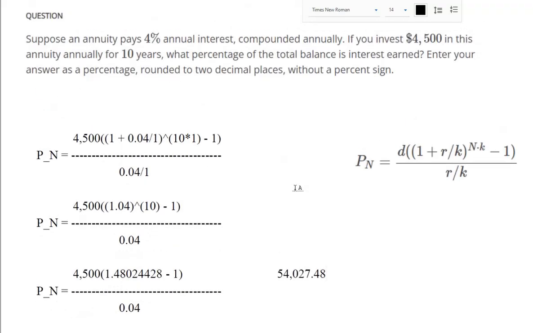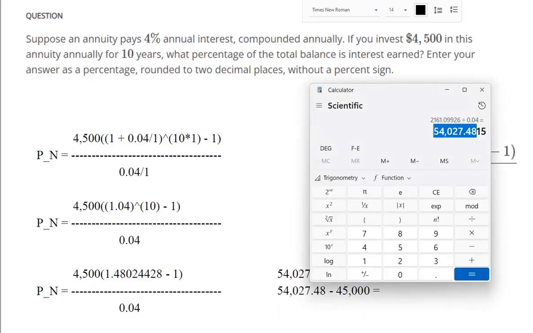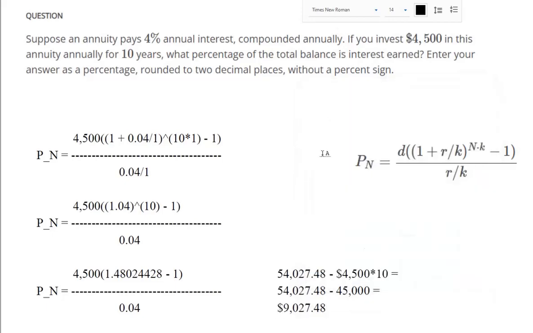Okay, so to calculate how much interest, we want to subtract this by 4,500 times 10 because they put in $4,500 every year for 10 years. So this part right here represents how much money they put in. And if we subtract that by how much money they're going to have, the difference between those two is the interest. Okay. So subtract those two. So it's $9,027.48. Okay, so that's how much interest they've earned.